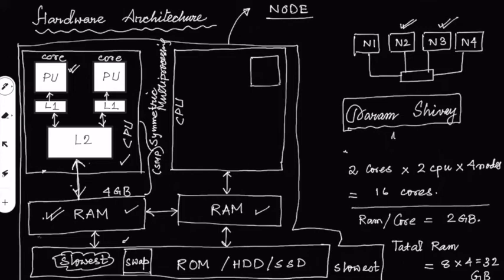I could have arrived at that by multiplying the number of cores with the amount of RAM per core also.